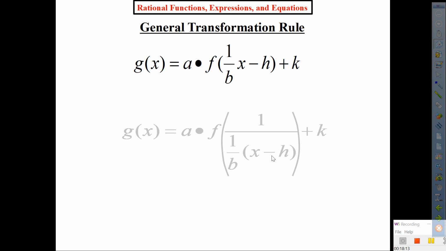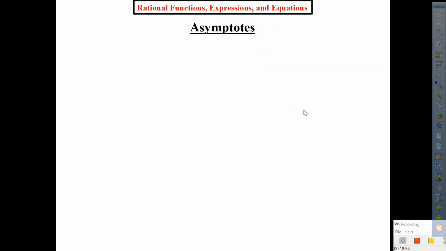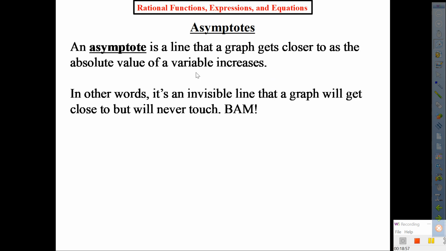So before I give you this and explain each component now as a rational function, let me explain what asymptotes are. Asymptotes are a line that a graph gets closer to as the absolute value of the variable increases, or in Mr. Q's words, an asymptote is an invisible line that a graph will get close to but will never touch. You don't have to copy this, I'm just elaborating. Once again, what is an asymptote? An invisible line that our graph will get close to but will never touch.